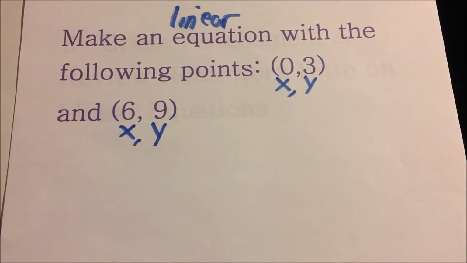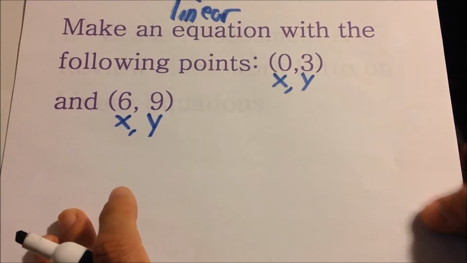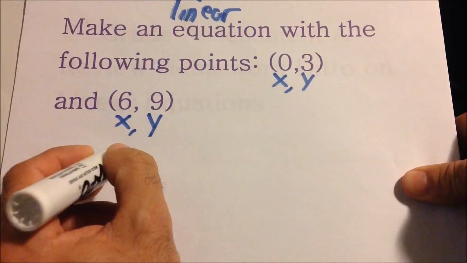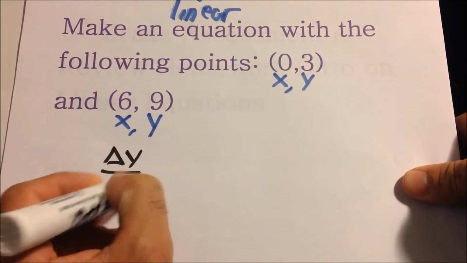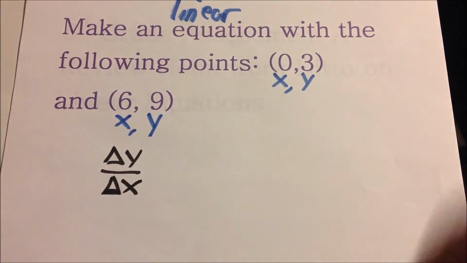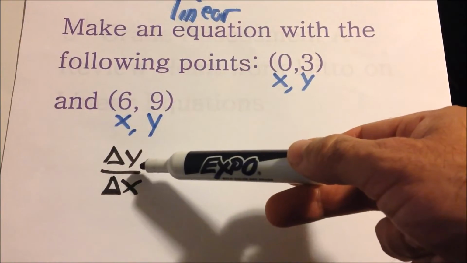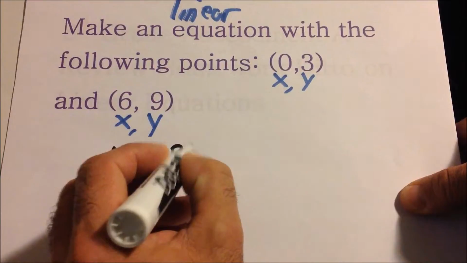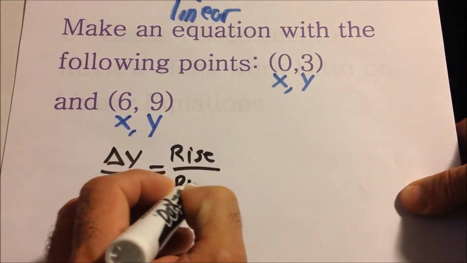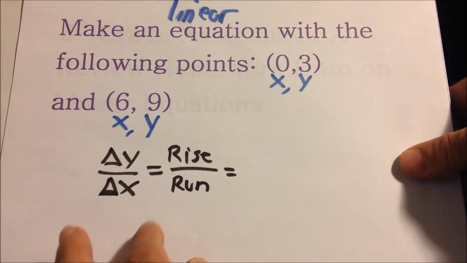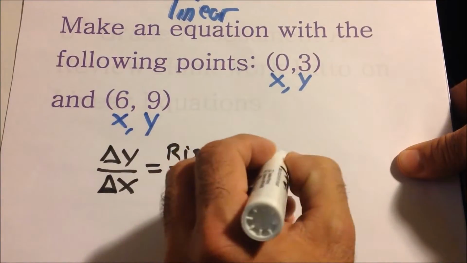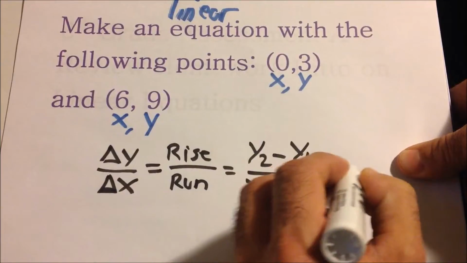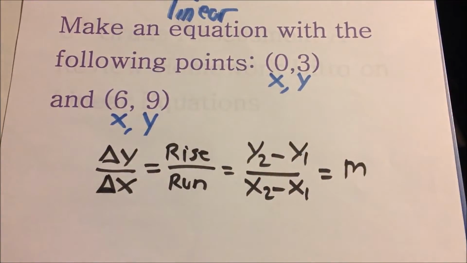We have our formula for this, which you should know by now. We have the change of y over the change of x, so that's delta y over delta x. That means rise over run. The formula is y2 minus y1 over x2 minus x1, and we get the slope, m.